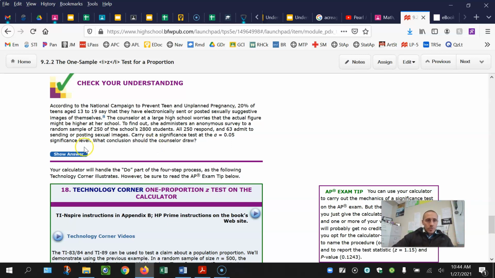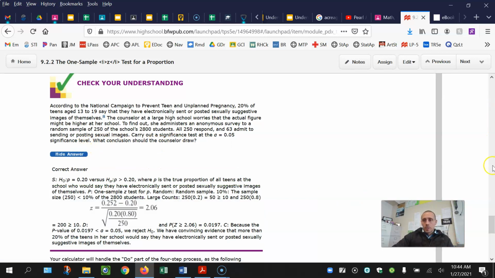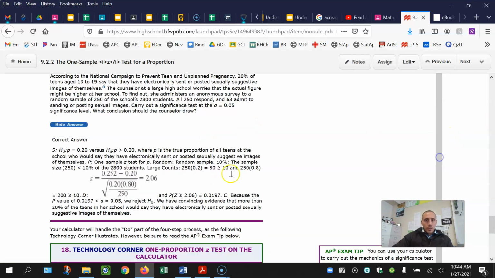Do, I'm going to just show the answer here. So I take my sample results. The 63 divided by the 250, that's where this 0.252 is coming from, minus the claim, divided by the standard deviation, assuming this claim is true. Z-score is 2.06. You do a little normal CDF from that to infinity, and you're getting a p-value of, let's call it 0.02.